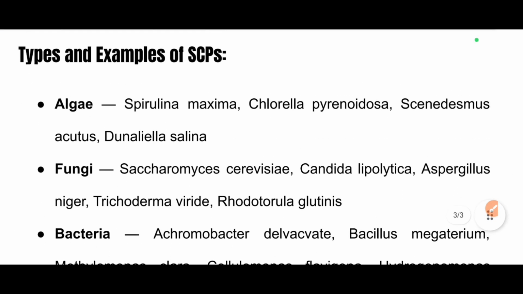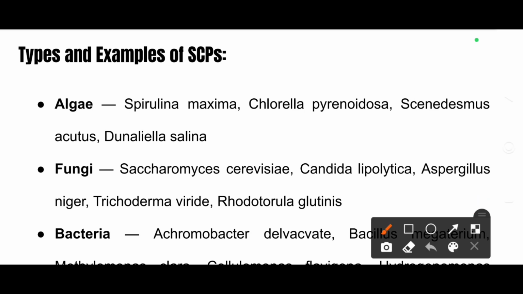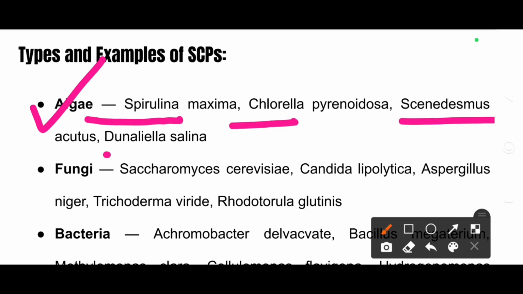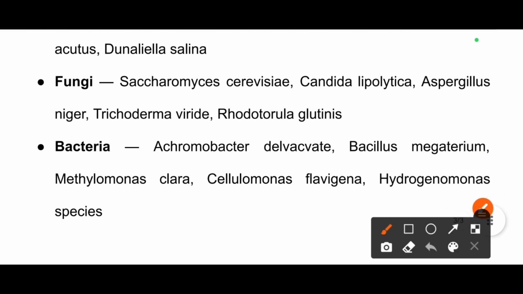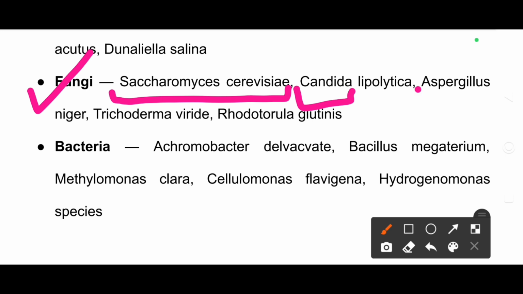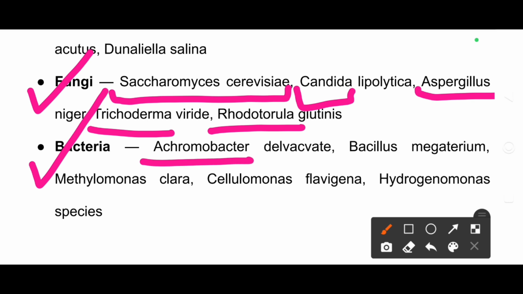Next, let's see the types and examples of SCP, and with that we will be winding up the session. The first is algae, very important. We have Spirulina, Chlorella, Scenedesmus, Dunaliella. Next, we also have fungi, as we already saw two examples in World War 1 and 2: Saccharomyces cerevisiae, Candida, Aspergillus, and Trichoderma, Rhodotorula. Next, about bacteria, we have Achromobacter, Bacillus, Methylomonas, Cellulomonas, and Hydrogenomonas.